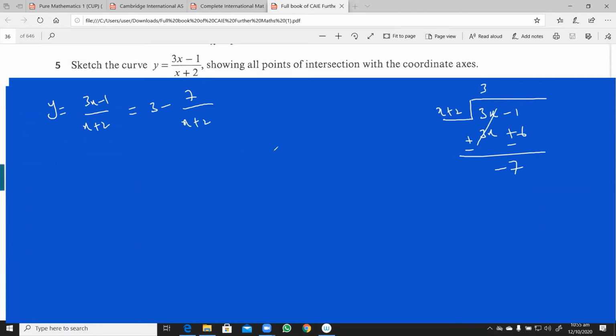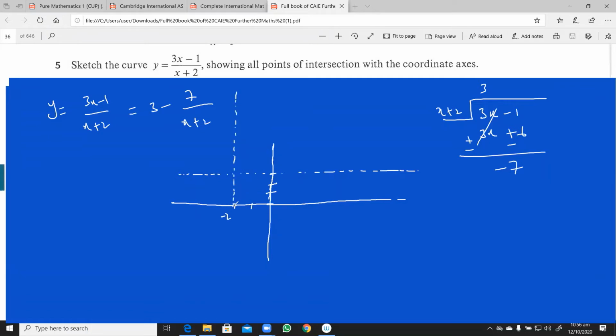So when I want to draw this, let me have this as my y-axis. Here is my y-axis. Here is my x-axis, and I'll keep this y equal to 3 a dotted line over here. Okay, and then I have x equal to -2 over here. That is the vertical asymptote over here. Okay, so we have these two asymptotes. One is y equal to 3, and this one is x equal to -2.